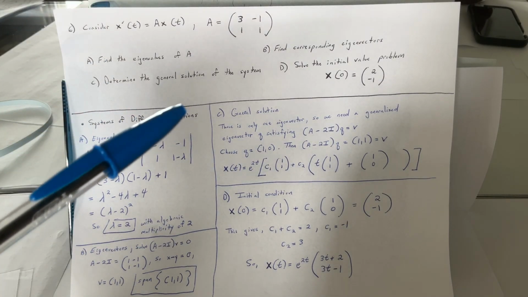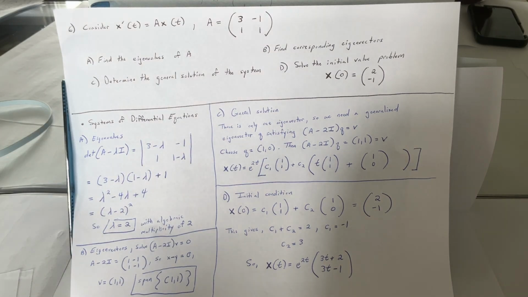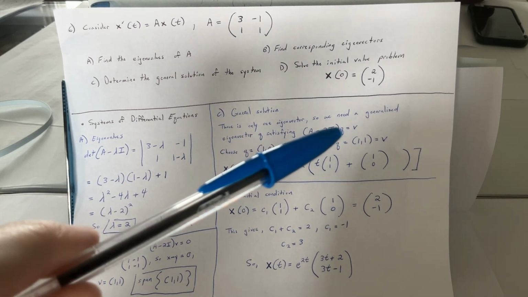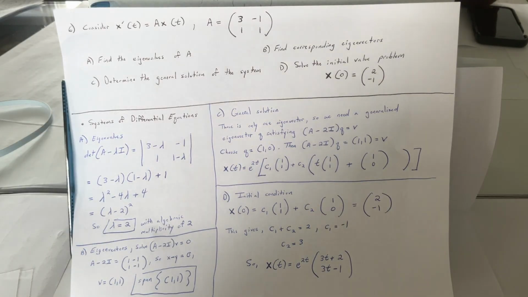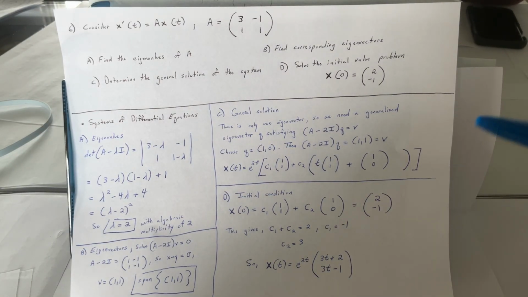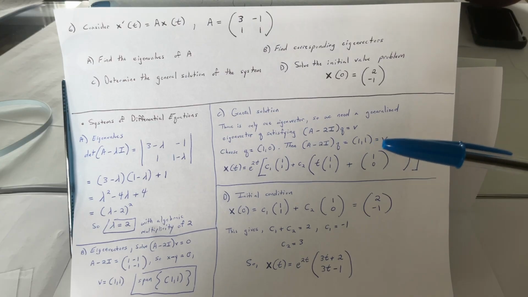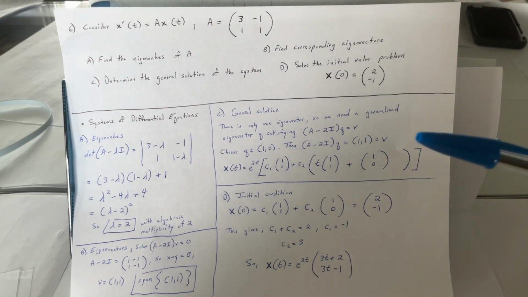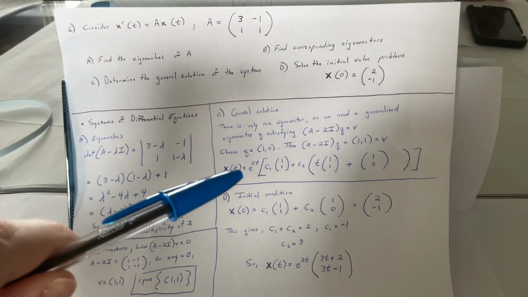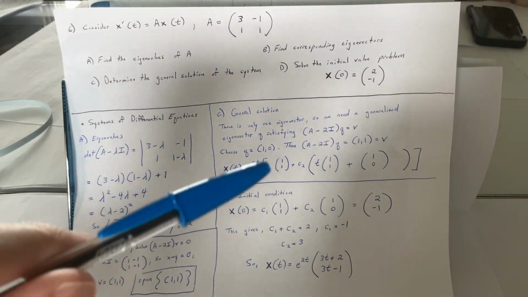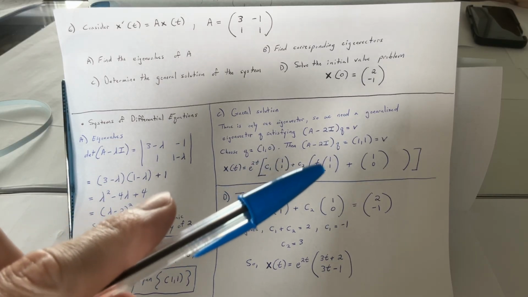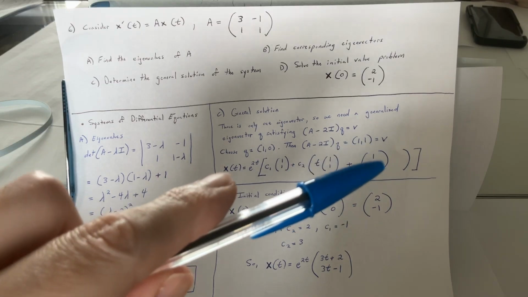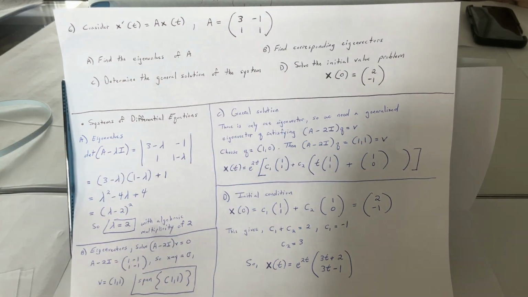C, determine the general solution of the system. For the general solution, there's only one eigenvector. So we need a generalized eigenvector q satisfying A minus 2I, that quantity, times q equals v. We'll choose q equals 1, 0. And then we're going to get A minus 2I times q equals 1, 1 equals v. So our x of t is going to equal the following: x of t equals e to the 2t, bracket c sub 1, column 1, 1 plus c sub 2, parentheses t, column 1, 1 plus column 1, 0, close parentheses, close bracket.